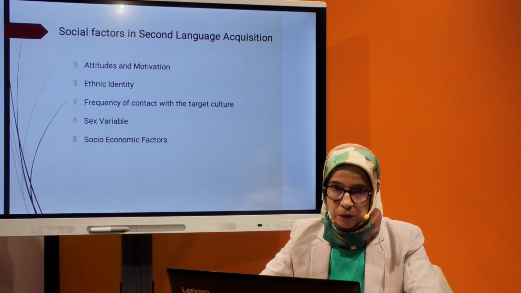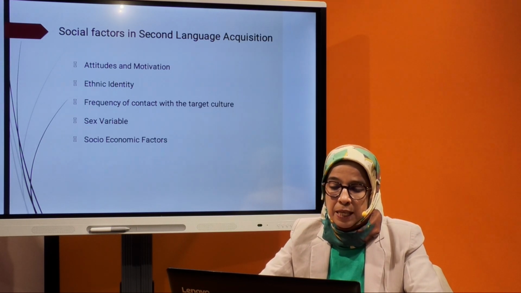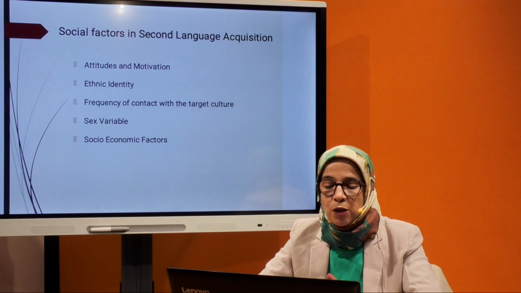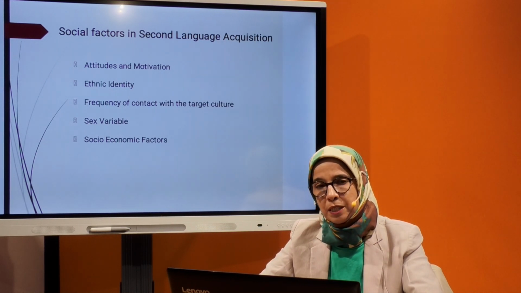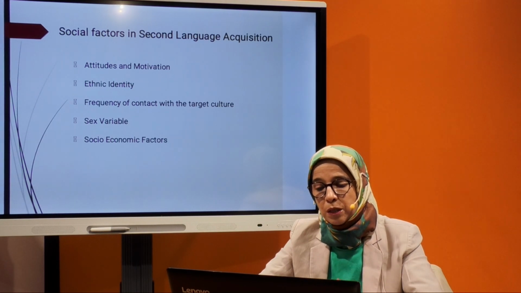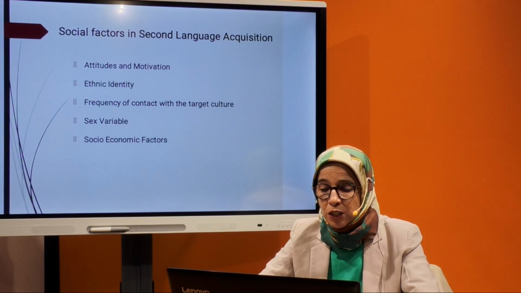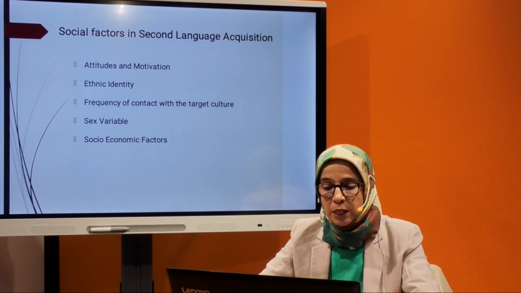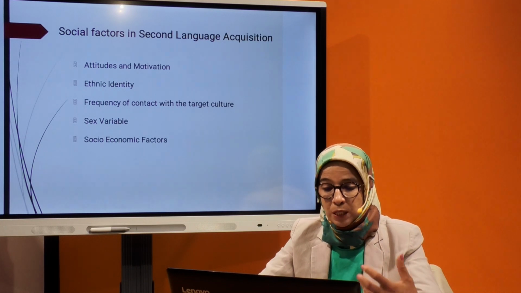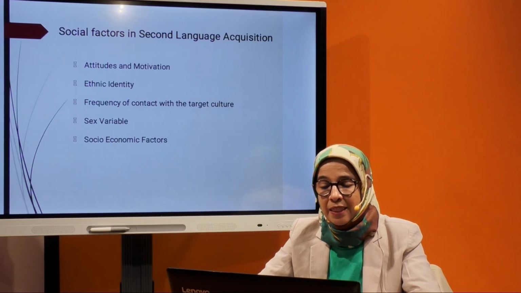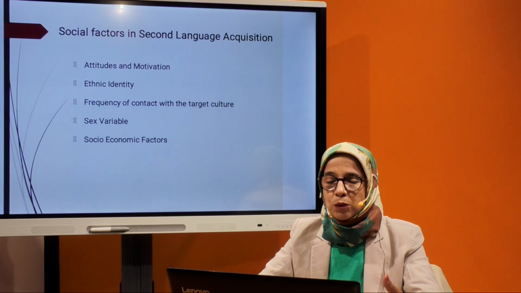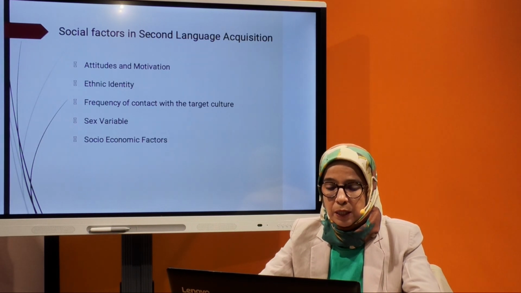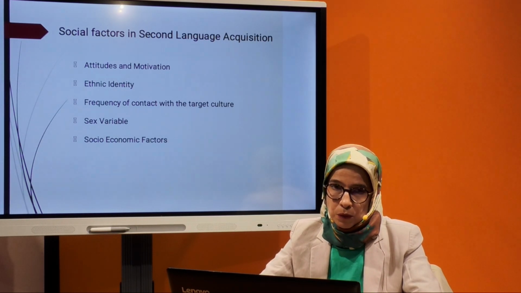What's the assumption in here? The assumption is that if the learner exhibits a favorable and positive attitude towards the learning situation and towards the social group whose language he is learning, then he is expected to be more ready to make extensive use of the available input.